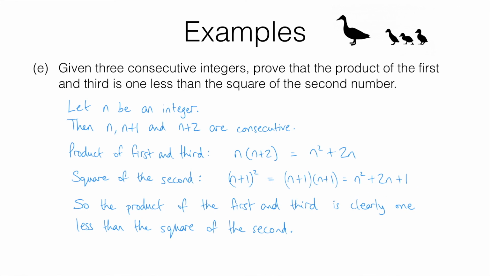And hopefully you can see that the product of the first and the third is basically the same as this, but it doesn't have the plus 1 on the end. So this is 1 less than this. The product of the first and the third is clearly 1 less than the square of the second. That would be an acceptable proof.